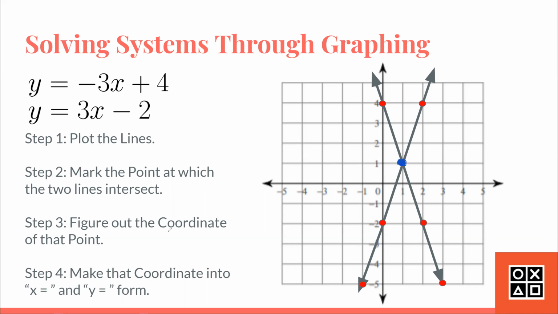Step 3, figure out the coordinate of that point. The coordinate is over 1 and up 1, so it is at x equals 1 and y equals 1. Your final coordinate should be 1 comma 1. But then your final answer should be x equals 1 and y equals 1. As step 4 suggests, make that coordinate into x equals and y equals form.